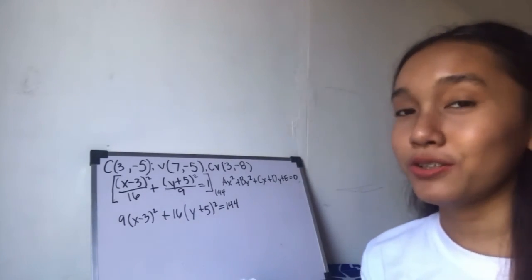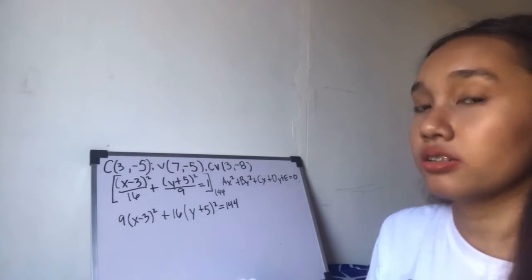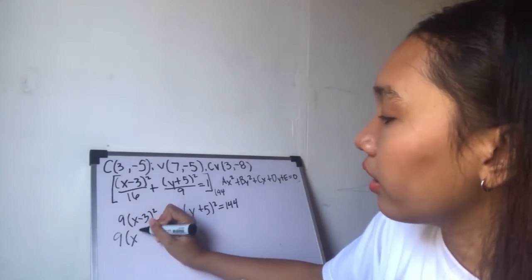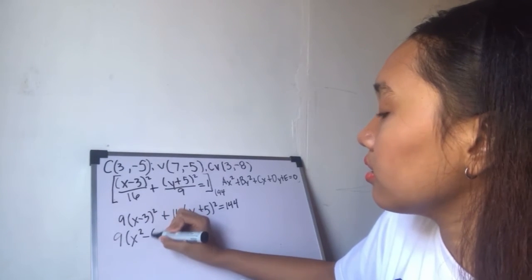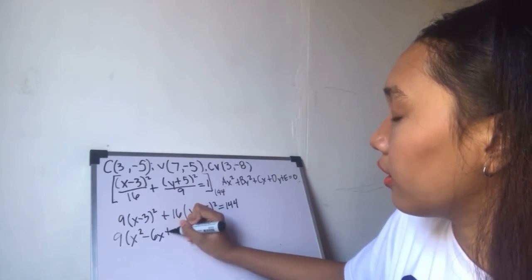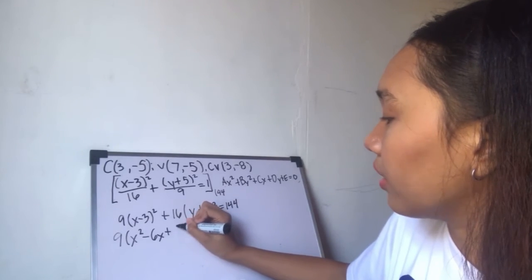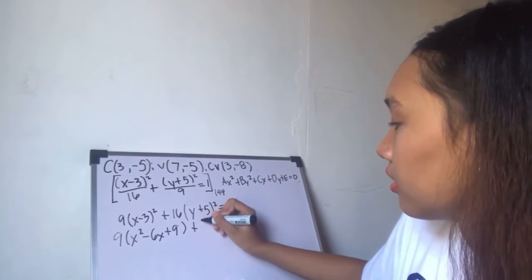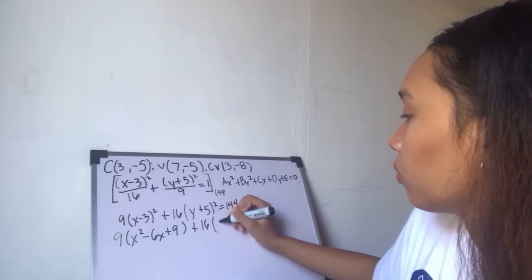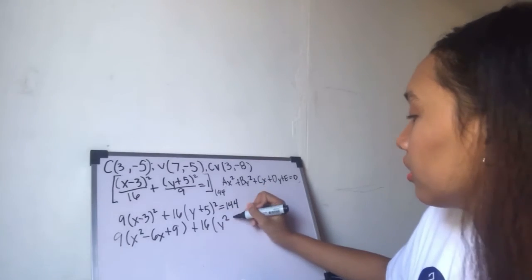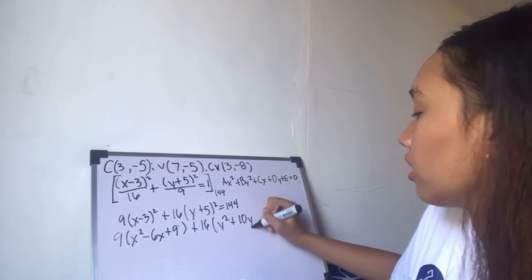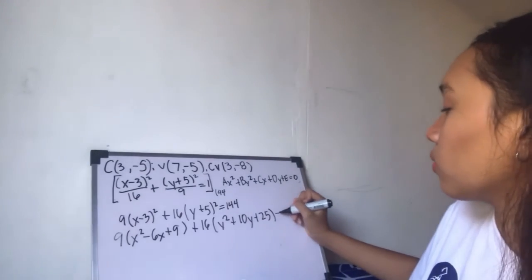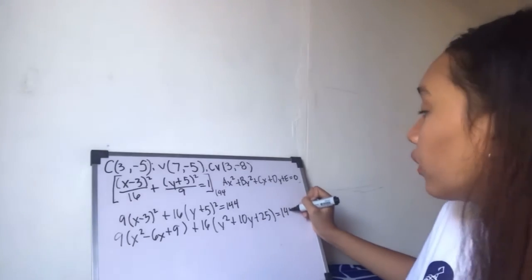The next step that we are going to do is to expand the binomials. So that will be x squared minus 6x plus 9, plus 16 times y squared plus 10y plus 25, equals 144.